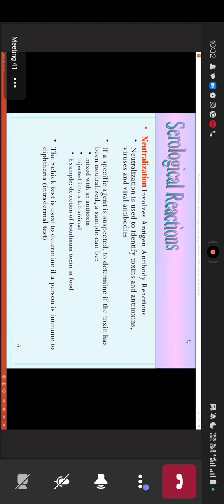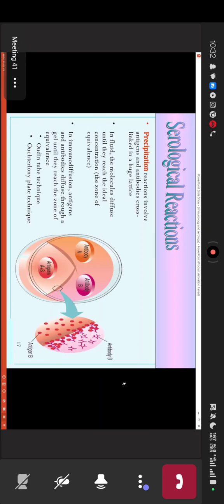All right. So moving toward the next topic: precipitation. So what is precipitation? Precipitation basically involves antigen-antibody cross-linkage in a huge lattice.